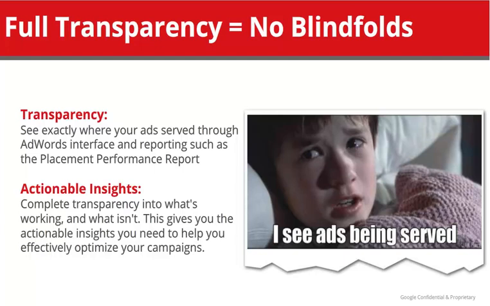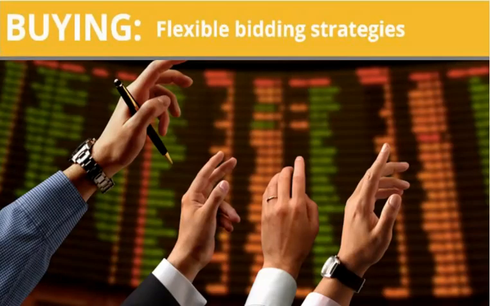Okay, now it's time to examine some of the flexible bidding strategies available to advertisers. Google's auction model allows prices to be set by market and ensures you only pay the minimum needed for your ad position. No fixed, inflated pricing. There are many ways you can bid by auction.